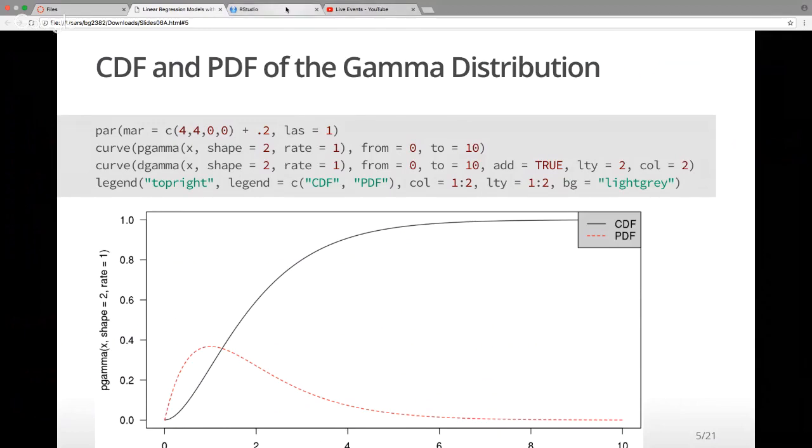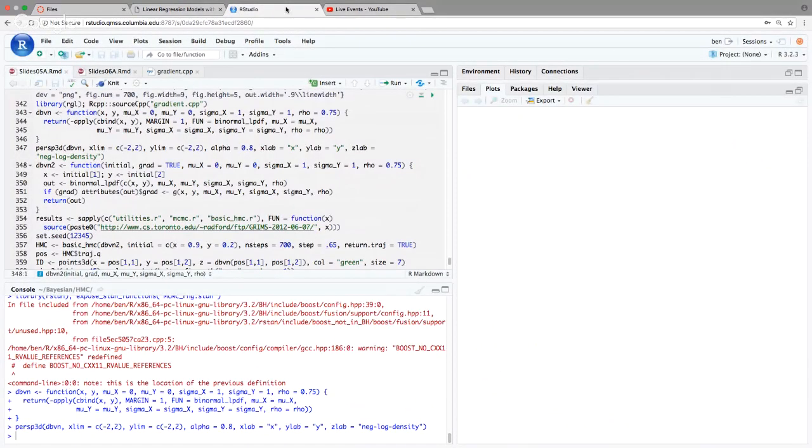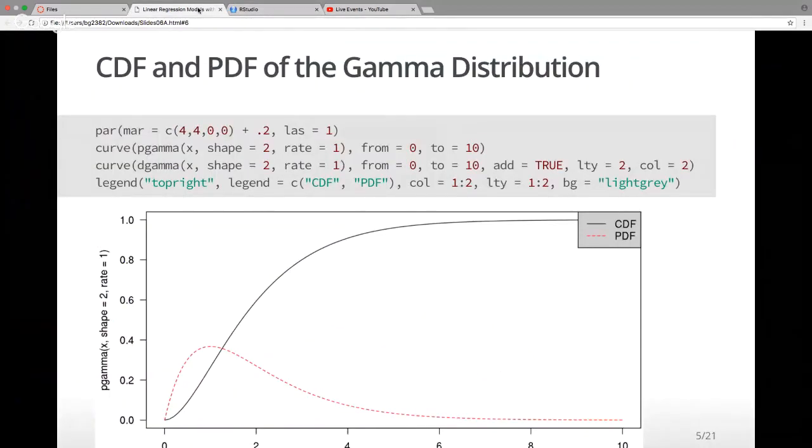All right, where's my plot? Still no plot? Yeah. All right, we'll have to learn something else.